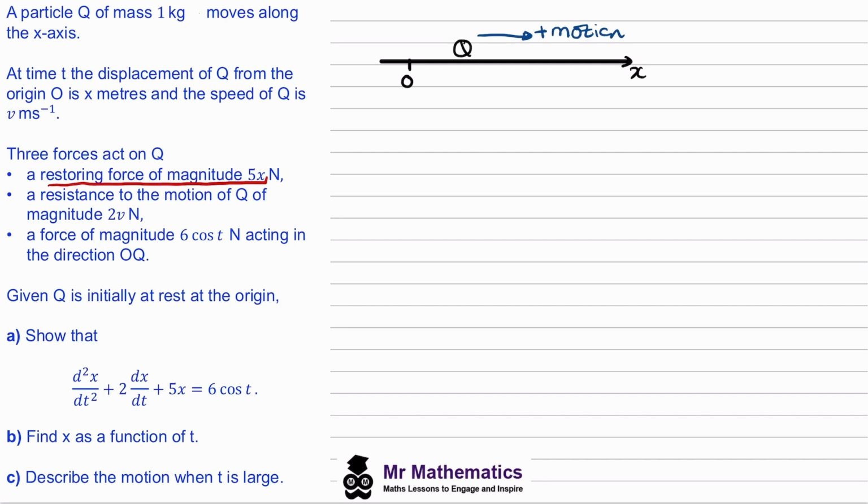Now the restoring force will always bring Q back to the equilibrium position. So if this is positive, the restoring force will be acting in this direction because it's bringing Q back to the origin. And this has magnitude 5x. Then we're told there's a resistance to the motion of Q of magnitude 2v. Again, if Q is moving in this positive direction, then resistance is acting against the motion. So resistance will be acting in this direction. And we're told this has magnitude 2v, where v is the velocity.